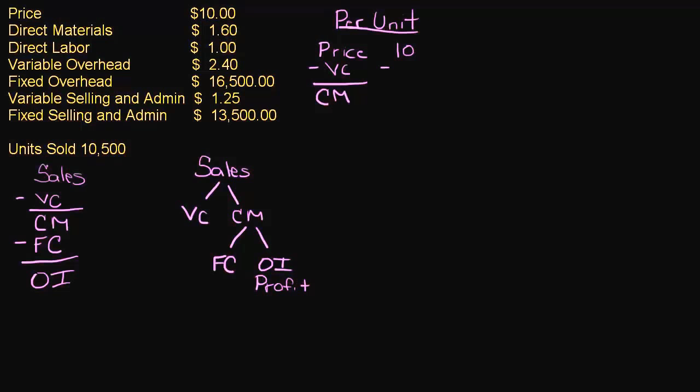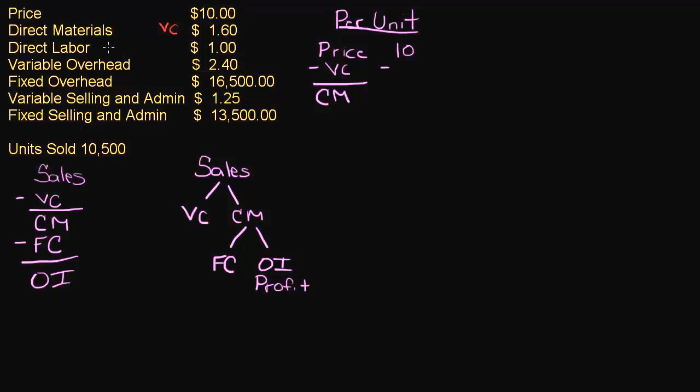Let's go through these and see if they're variable. Remember, a variable cost is a cost that increases as your units of production increase. If you need a review on that, go back and look at the cost behavior video. So direct material. It's variable. If I make 1 unit of my product, my direct material cost is $1.60. If I make 2 units, it's $3.20. If I make 10 units, it would be $16. So this is a variable cost.